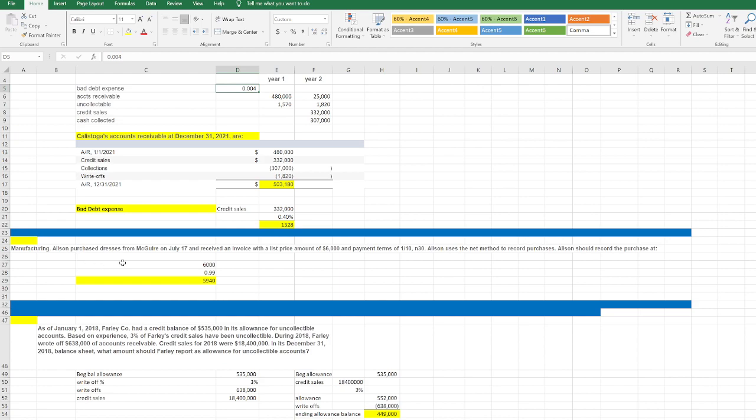All right, Allison purchased dresses from McGuire. So we're going to be flipping back and forth from bad debt to purchases and inventory. On July 17th, they received an invoice with a list price of $6,000. Payment terms were 1/10, net 30: 1% if you paid within 10 days, net 30. Allison uses the net method to record her purchases, so she should record a purchase of $59.40: debit merchandise inventory, credit accounts payable for $59.40, assuming she's going to take the discount.